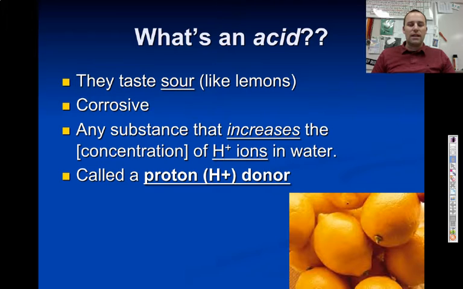And we typically call an acid a proton donor. H plus is just a symbol for a proton because hydrogen has one proton and one electron. The plus means it's given up its electron, so all you have left is a proton.